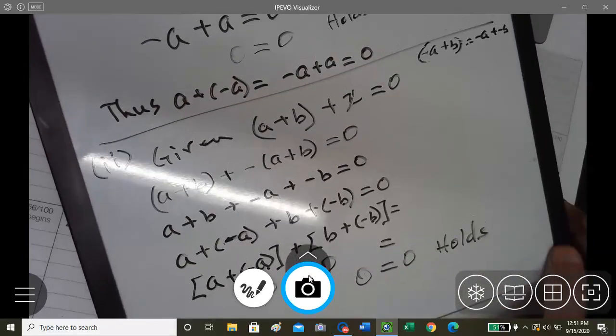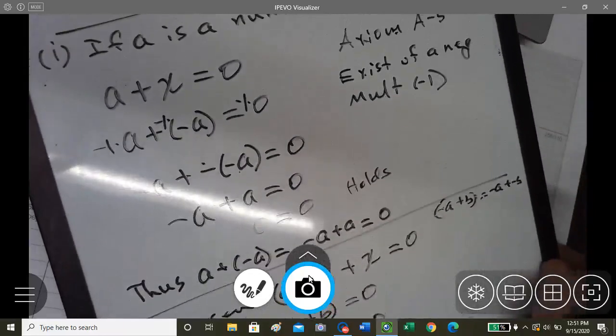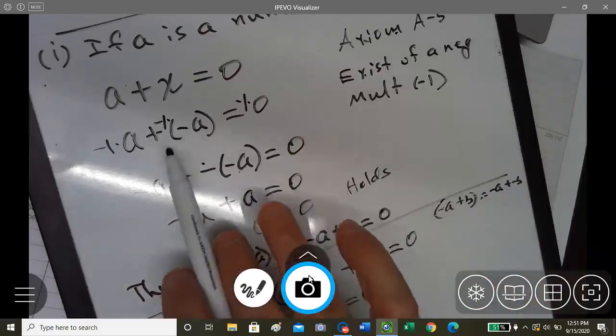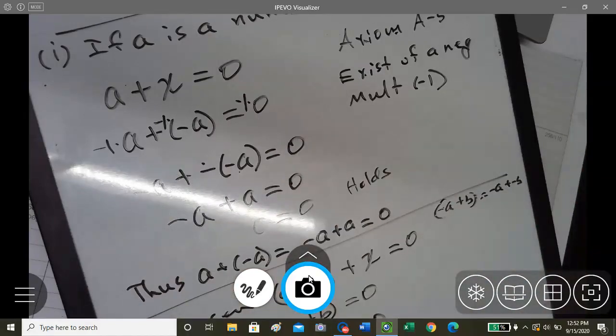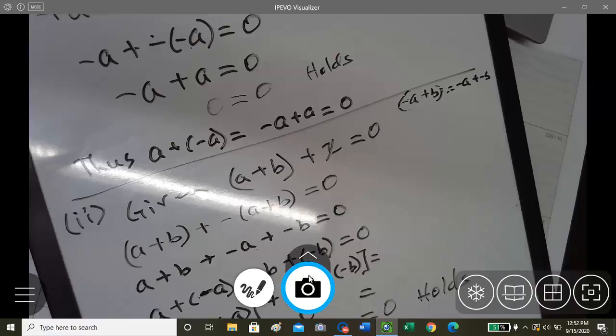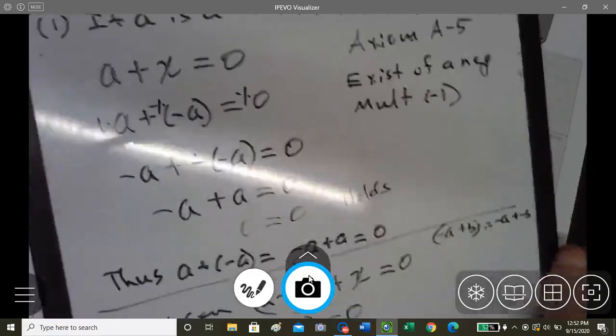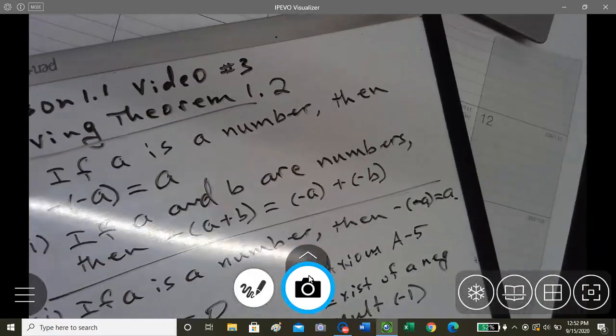So in these two parts of proving theorem 1.2, we started with a plus x equals 0. And then we substituted in the opposite and worked from there. Here, instead of a, we put a plus b plus x equals 0, and established an equation to start with. And that is our theorem that we have proved.